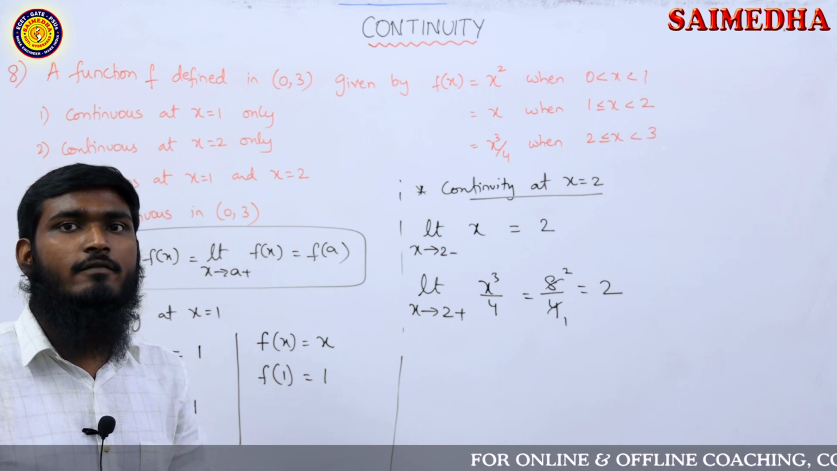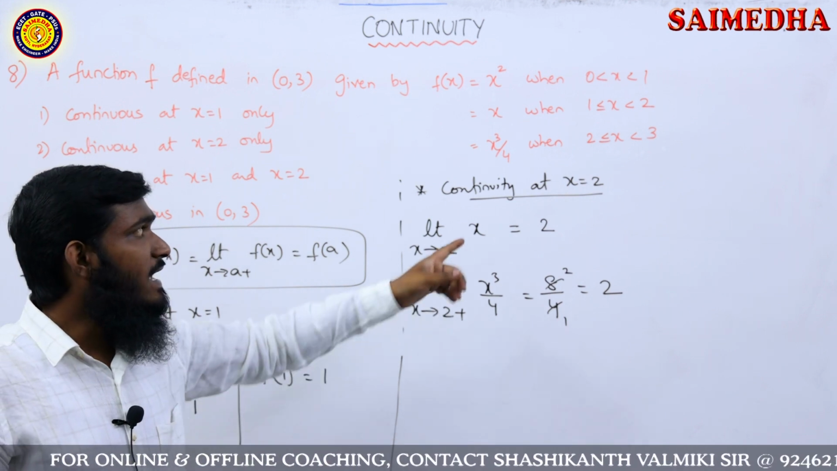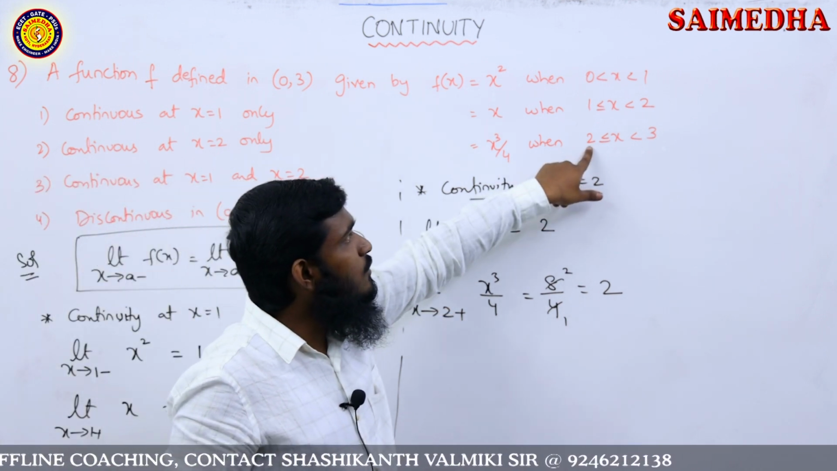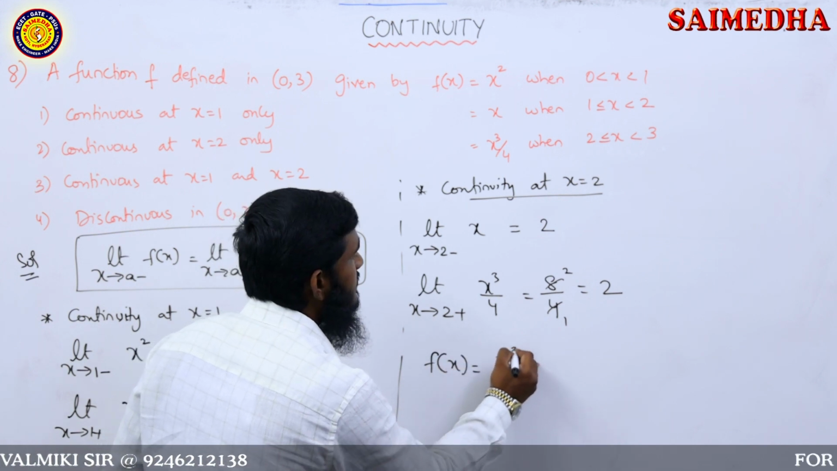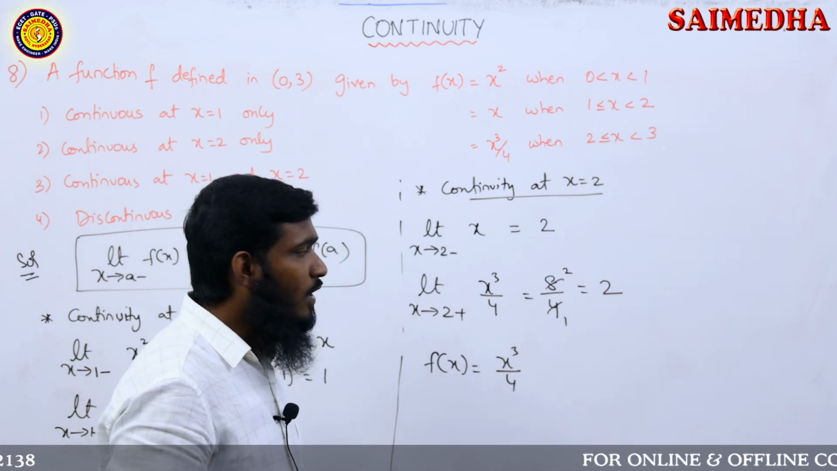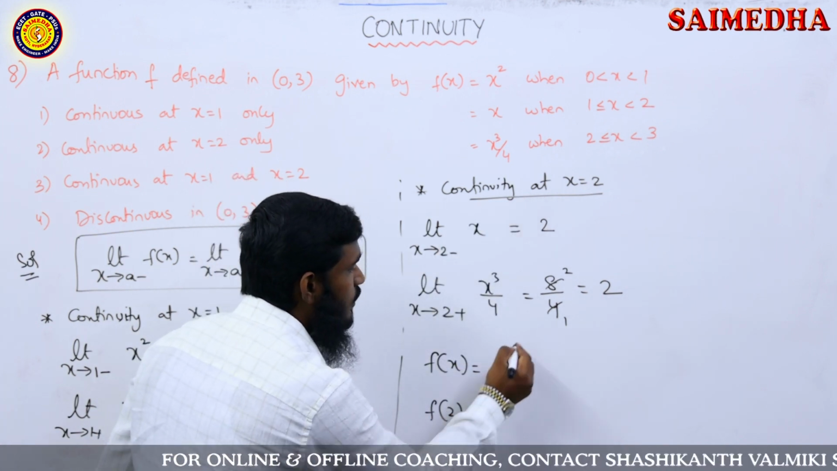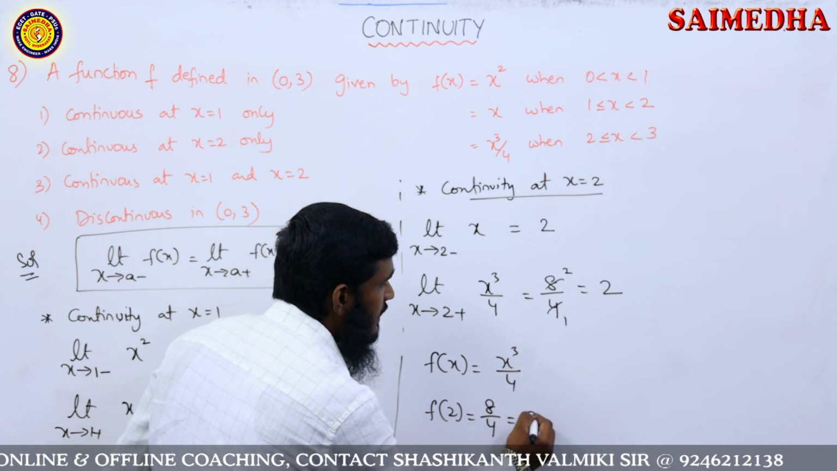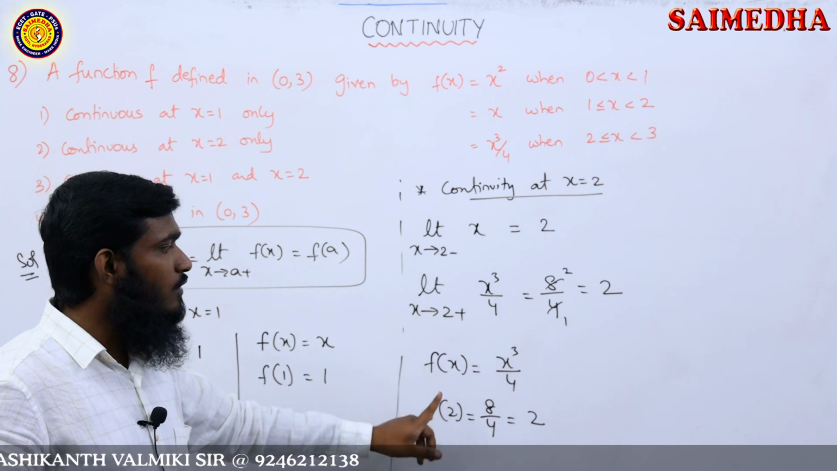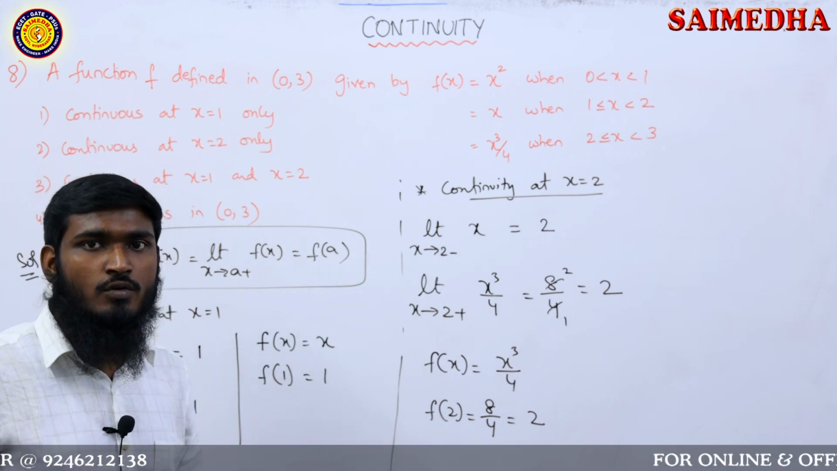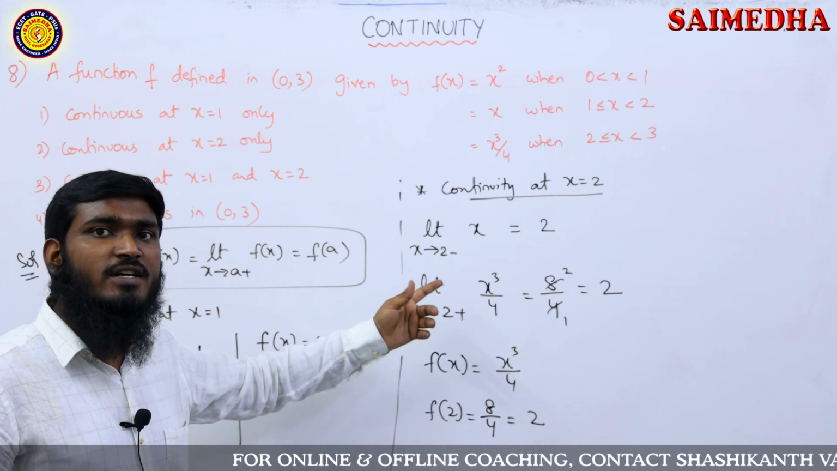Now we have to find the value of the function. We have taken x = 2. At x = 2, f of x is equal to x cube divided by 4. So f of 2 is equal to 2 cube, which is 8. 8 by 4 is equal to 2. So we are getting the LHL value, RHL value and value of the function all equal to 2. Whenever the three values are equal, we can say the function is continuous.